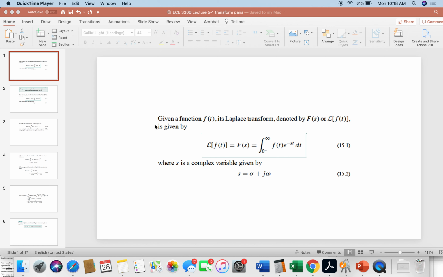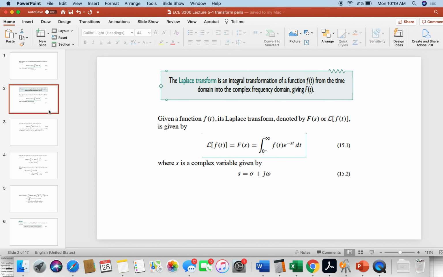So I just have here repeated the definition of the Laplace transform. You notice this source does not show the squiggly brackets like your textbook does. I always use the squiggly brackets. I like those. And you see the integral transform then, and a reminder that s is a complex variable given by sigma plus j omega.